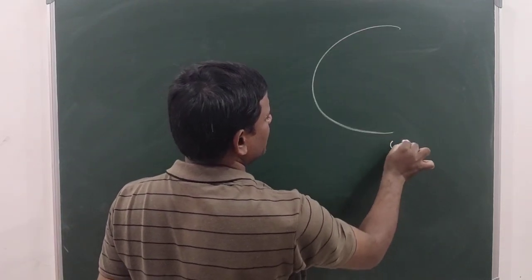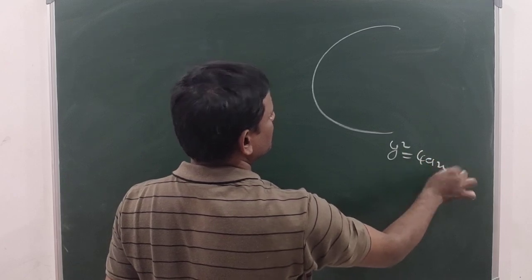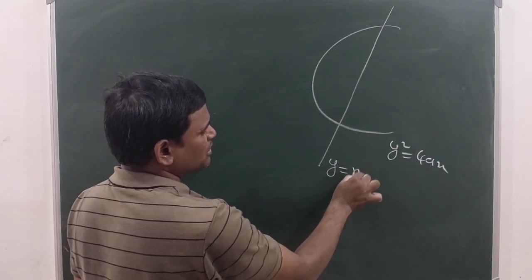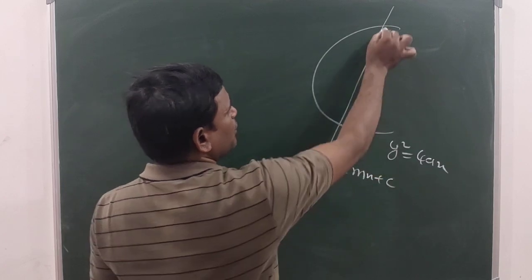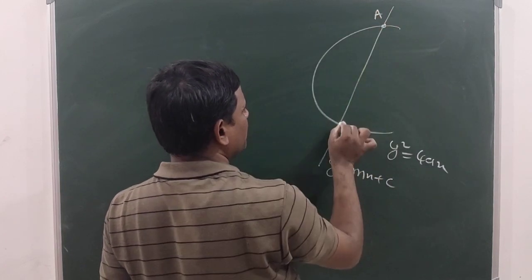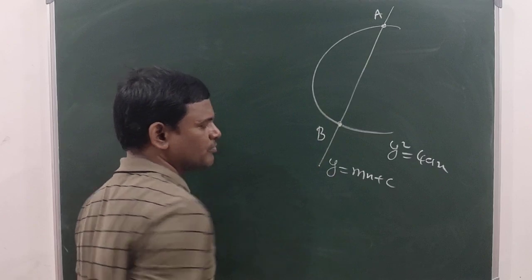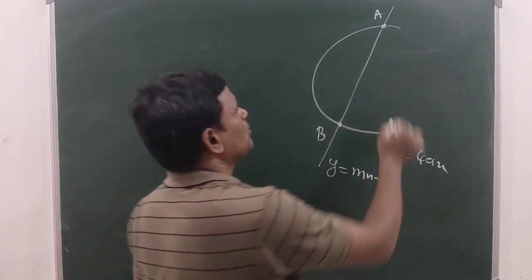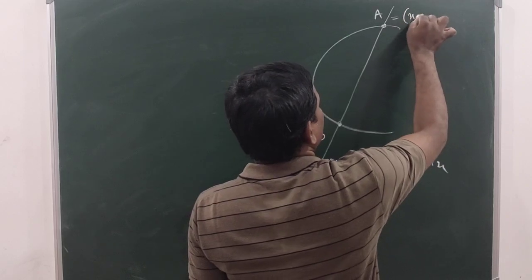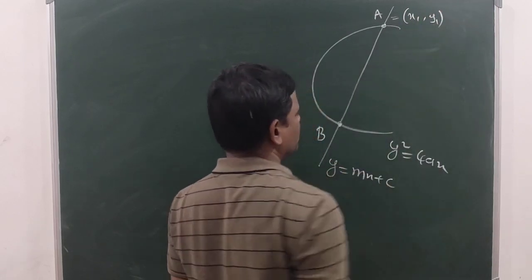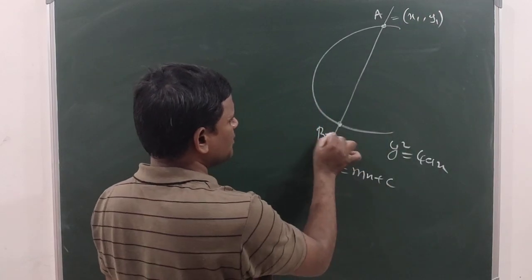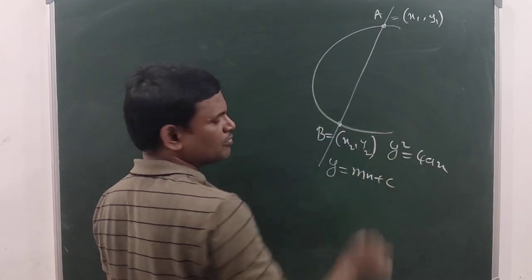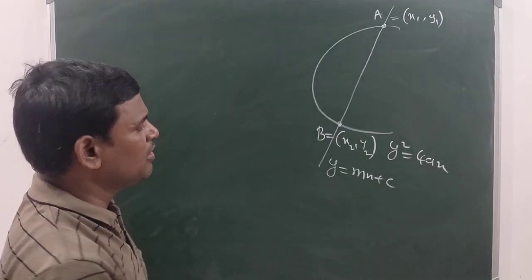See, this is y square equal to 4ax. Now this is the line whose equation is y equal to mx plus c. Now here you would have to measure this length from A to B. Okay, how do you do it? So consider A coordinates x1 comma y1, B coordinates x2 comma y2.